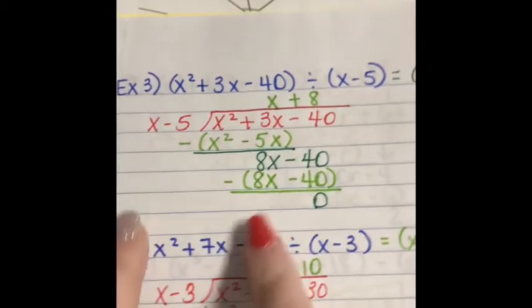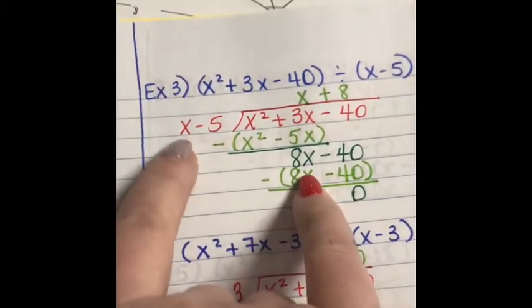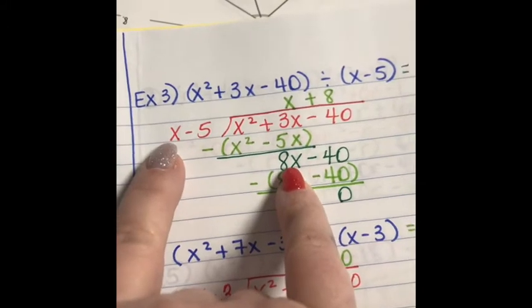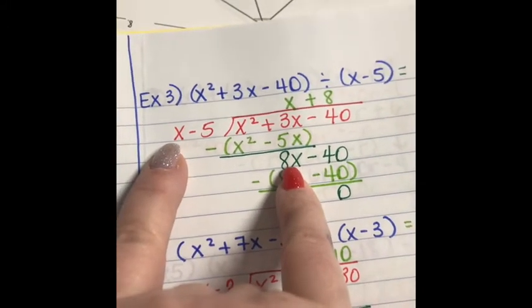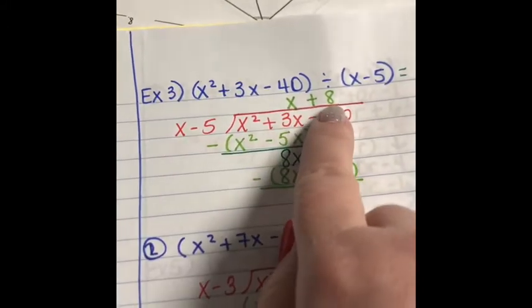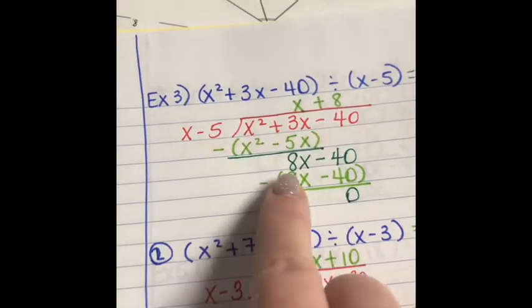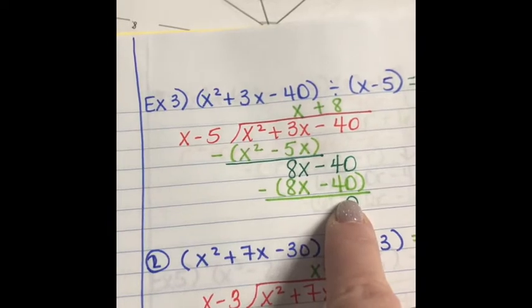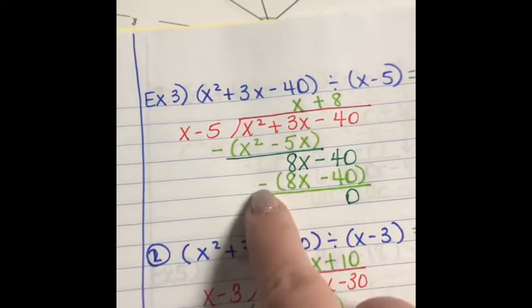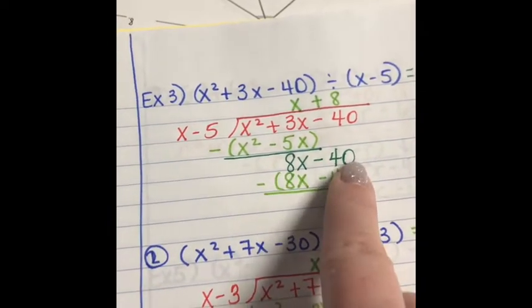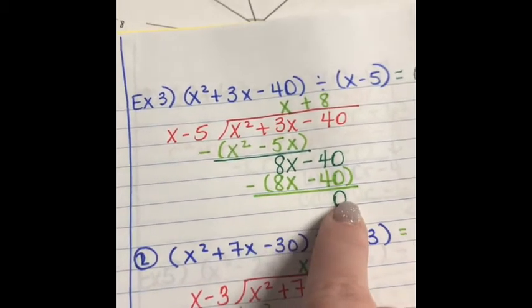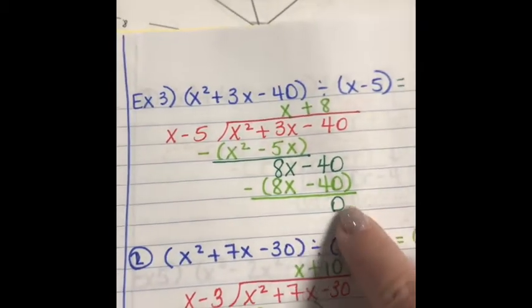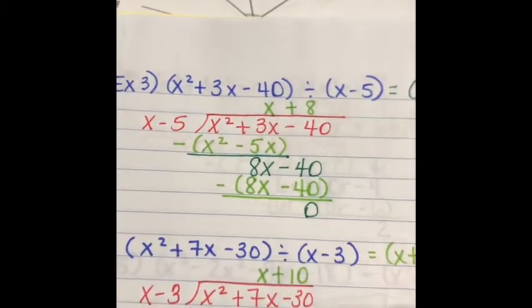Okay, so I'm back to the same thing. What can I do to this x to make it 8x? Well, I can multiply by +8. So 8 times x is 8x, and 8 times -5 is -40. So I'm going to subtract that. So 8x minus 8x is 0, and -40 minus -40 is also 0. So I do not have a remainder here.